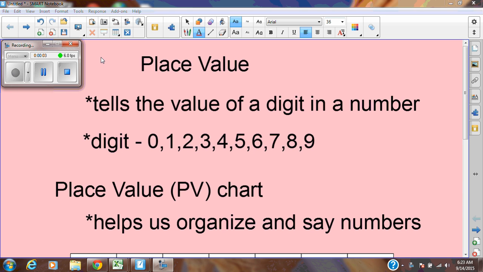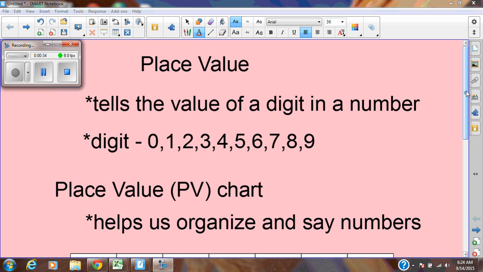Place value tells you the value of a digit in a number. Digits are any single numbers: 0, 1, 2, 3, 4, 5, 6, 7, 8, or 9. Those are all digits. 10 is not a digit. 22 is not a digit. 1,000 is not a digit because they have more than one. All of those numbers have digits in them. 22 has the digits 2 and 2.